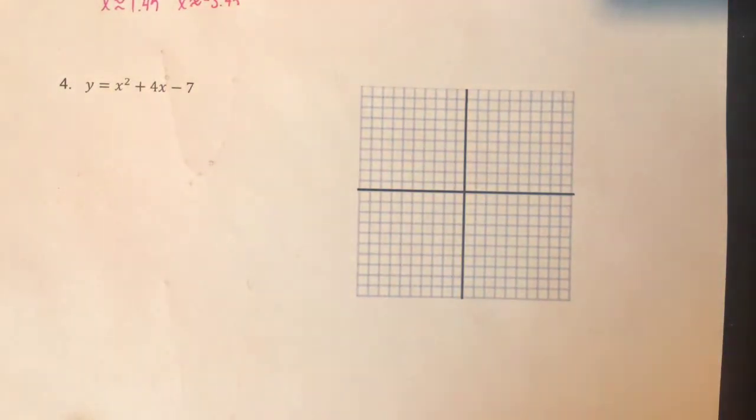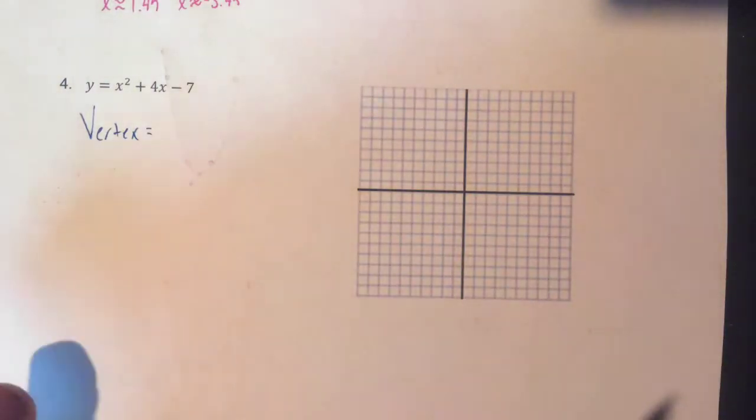All right, let's see how you did. Vertex is the first thing you want to start with. It is the opposite of b over 2a. So the opposite of b would be negative 4 over 2 times 1, which is 2. Negative 4 over 2 is negative 2.